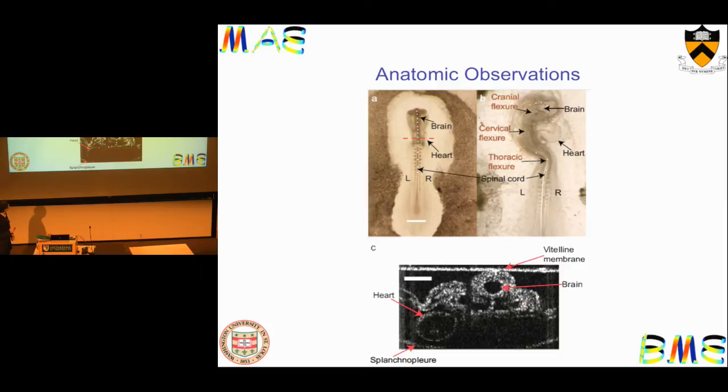If we look at the anatomy, we use optical coherence tomography to see this. There's actually a membrane on top of the embryo that's called the vitelline membrane.